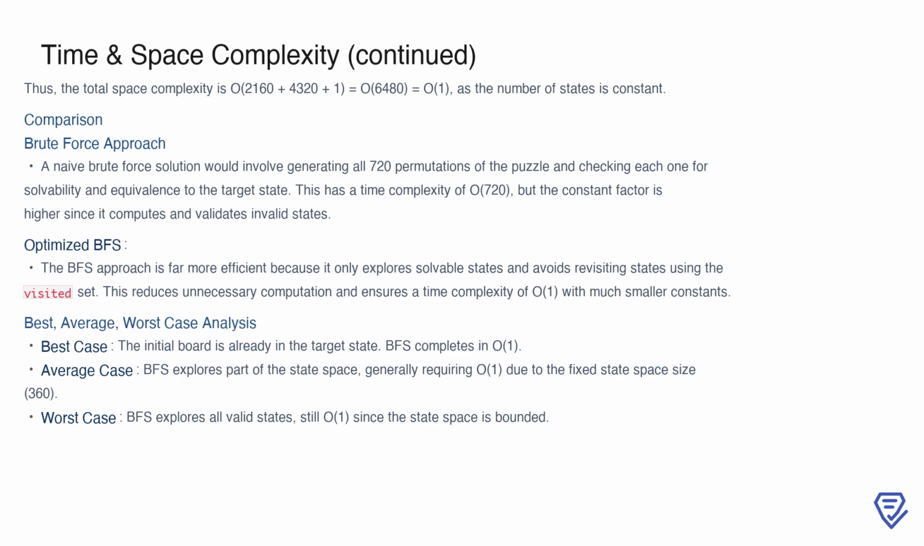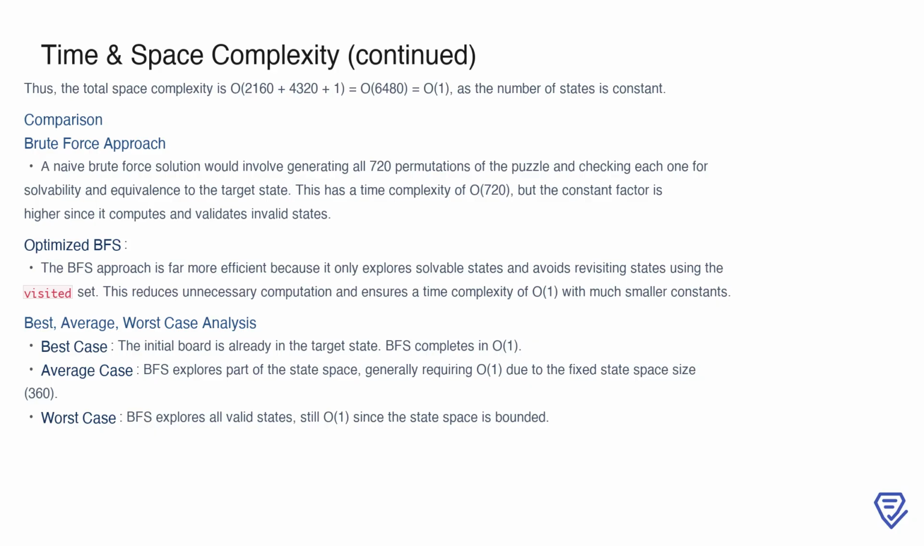Comparing this approach to a brute force solution highlights the efficiency of the optimized BFS. A naive brute force method would generate all 720 permutations of the puzzle, check each one for solvability, and then compare it to the target state. While this has the same asymptotic time complexity of 720, the constant factors are much larger due to the inclusion of invalid states. In contrast, the BFS approach is more efficient as it restricts exploration to solvable states and avoids reprocessing using the visited set. This eliminates unnecessary computations and keeps the effective time complexity proportional to the fixed state space size.